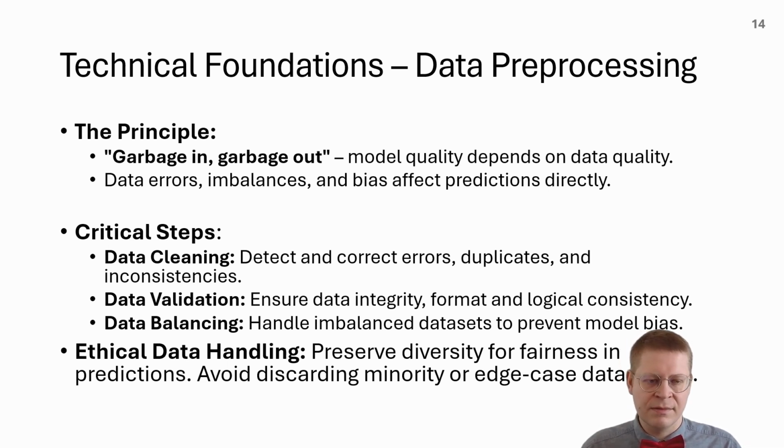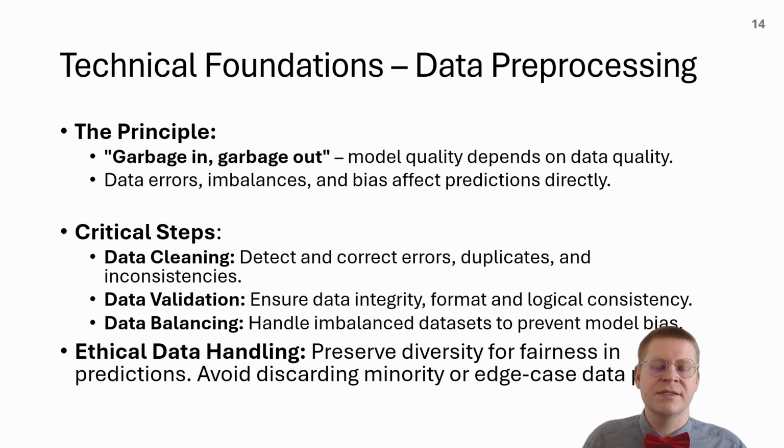Ethical data handling. A key ethical consideration is how we handle edge cases and minority data points. Discarding such data because it's sparse or difficult to process can perpetuate biases and lead to unfair predictions. Instead, we must preserve and appropriately weight this data to ensure fairness. For example, retaining data on underrepresented groups in a hiring dataset ensures the model doesn't unintentionally exclude qualified candidates from these groups.